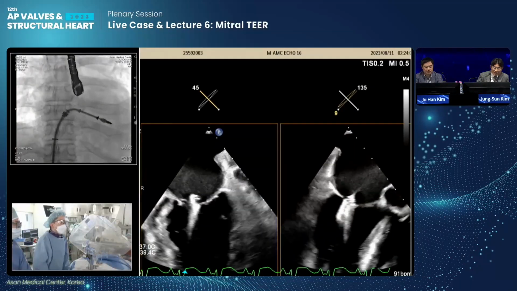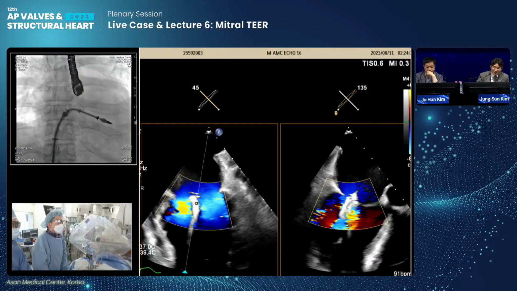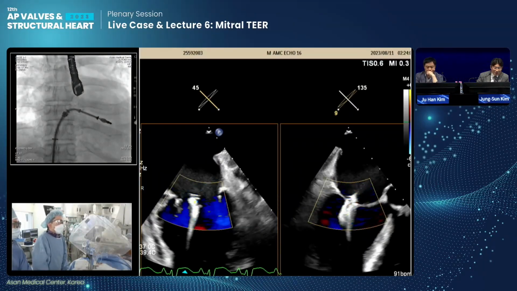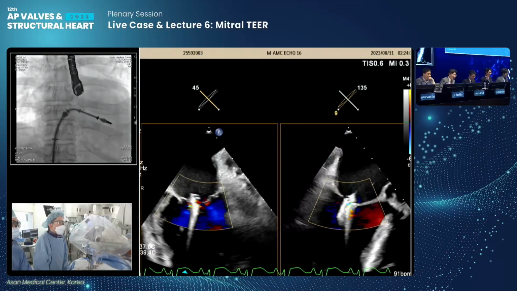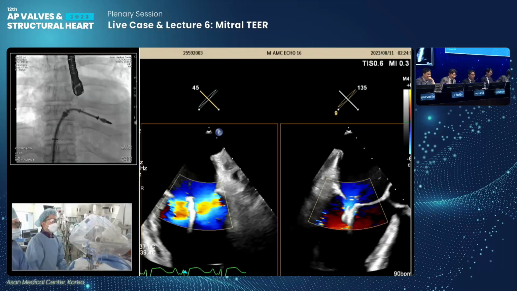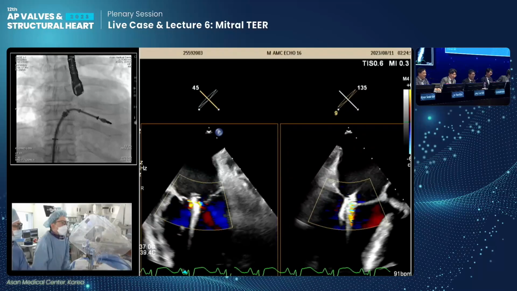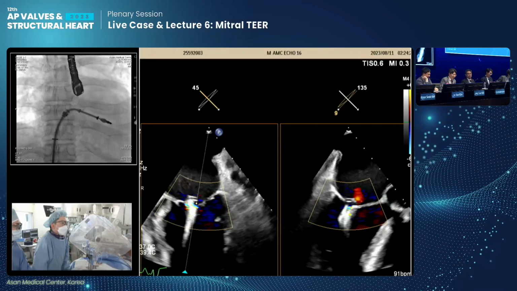Dr. Chak, you can see the turn on the color flow. Echo contrast was shown. You can clearly see that, it is very impressive. One clip is enough. Better than expected. Let's check pulmonary flow right now.